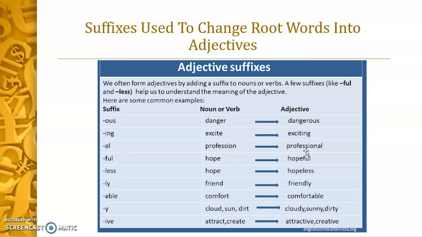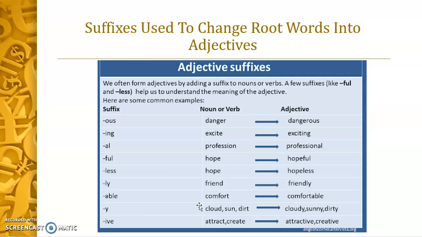AL can be used, profession, professional. FUL can be used, like hopeful. LESS can be used with a root word to change it into an adjective, hopeless situation. LY can be used, friendly, friendly manner. ABLE can be used with the root word, for example, comfort, and then comfortable, comfortable chair.